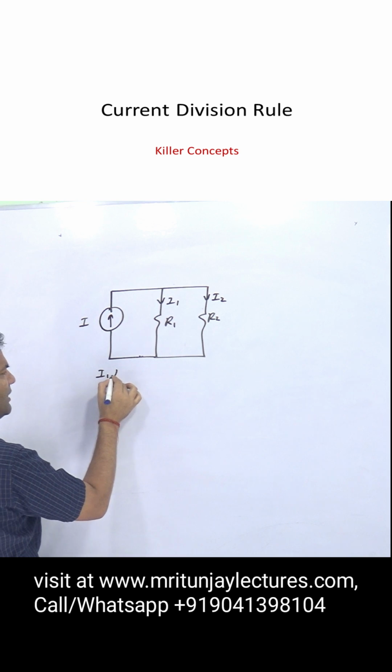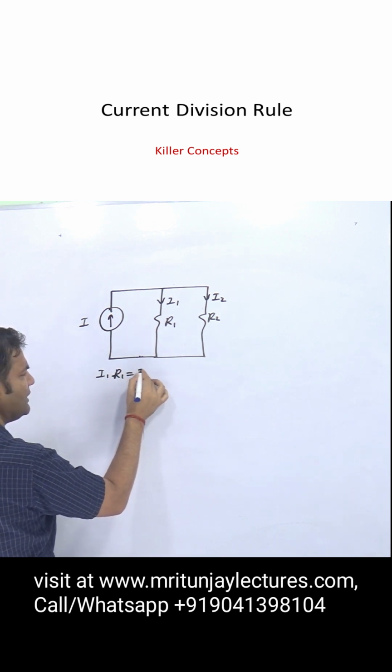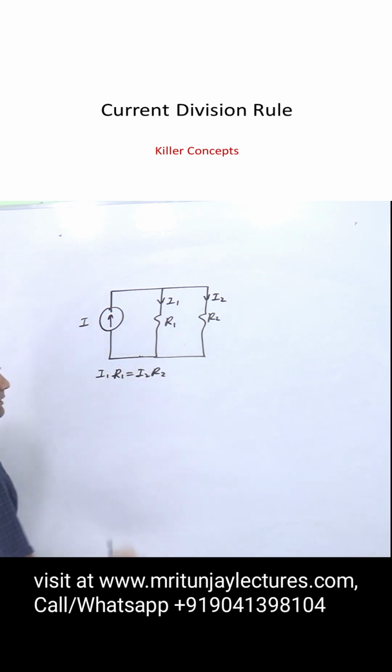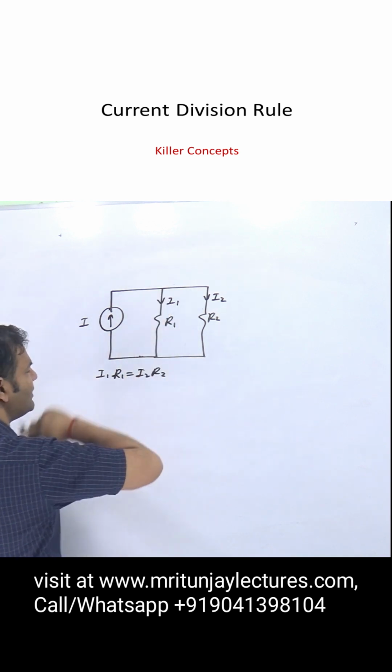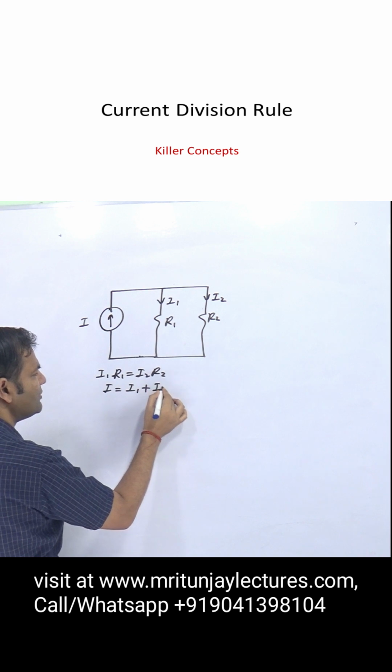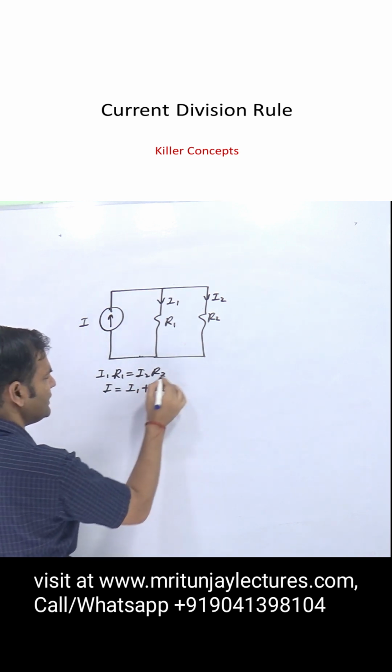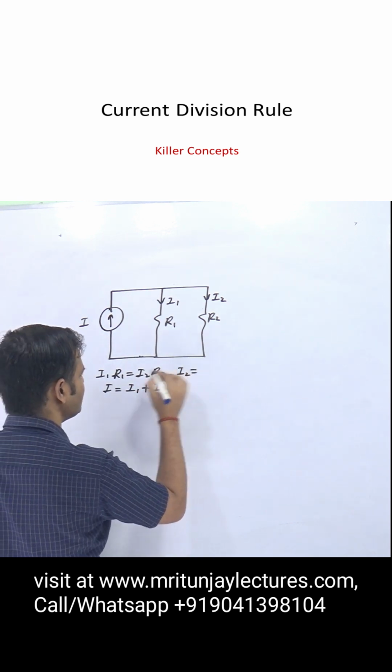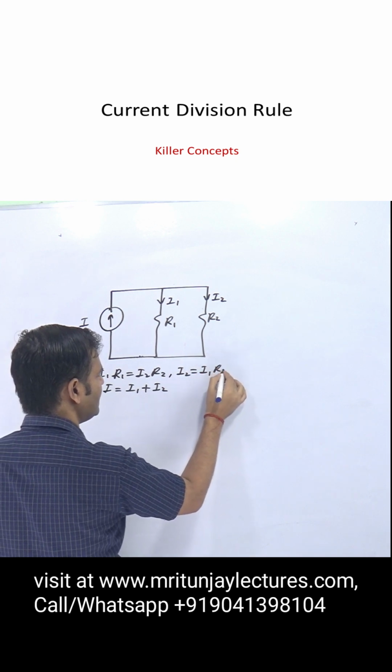So I1 R1 will be equal to I2 R2. Clear or not? Apply KCL at that node. I will be equal to I1 plus I2. Okay. So what about I2 in terms of I1? I1 into R1 divided by R2.